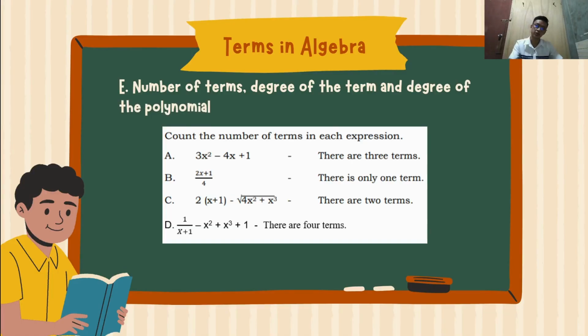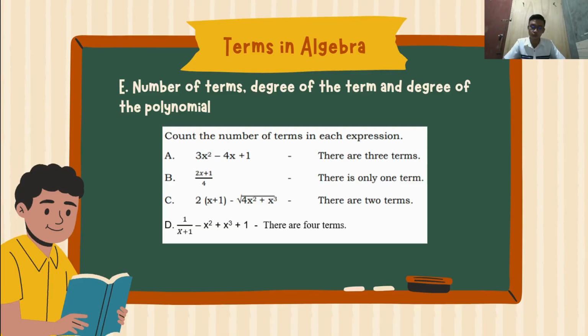So let us count the number of terms in each expression. Let's try this one, for us to be able to understand it clearly. Letter A, 3x squared minus 4x plus 1. So there are three terms. Letter B, 2x plus 1 over 4. There is only one term.